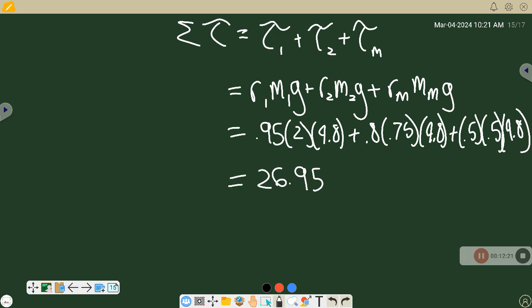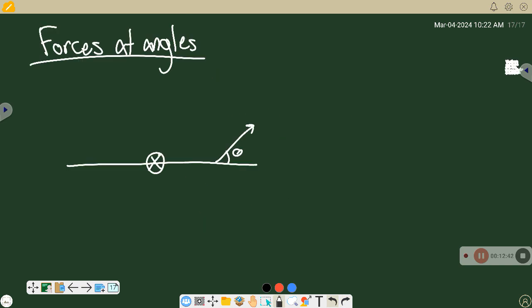26.95. Hey, I forgot to mention what the units for torque are. The units for torque, well, take a second, look at the equation. Torque equals lever arm times force, so we have meters and newtons. Well, the units are Newton meters. Simple as that. Okay, so there you go. That was our practice problem. We've got one last bit to talk about.